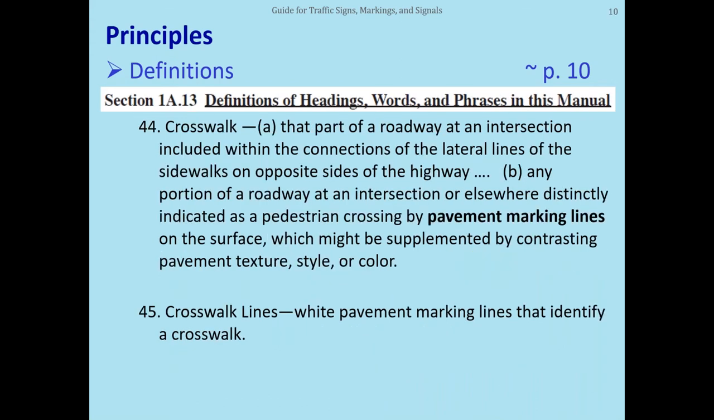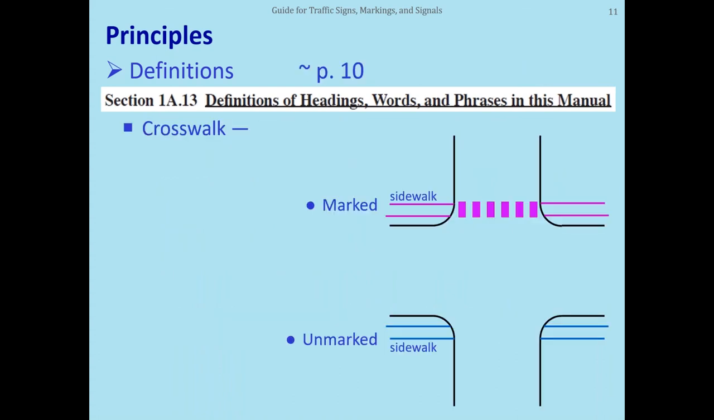The definition for crosswalk. Let me pause and give you a moment to read that. Notice with that definition, you can have a crosswalk that is either marked, as I have tried to highlight here with purple lines, or you can have an unmarked crosswalk. Either one of these is a crosswalk. Just one is marked, the other is unmarked.